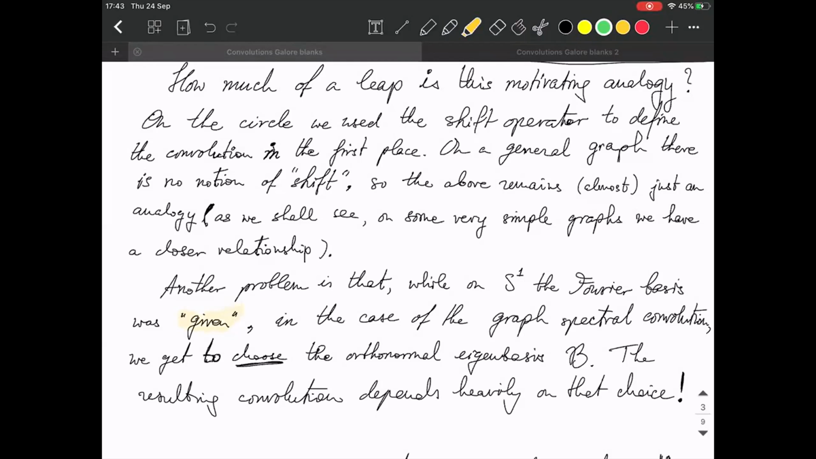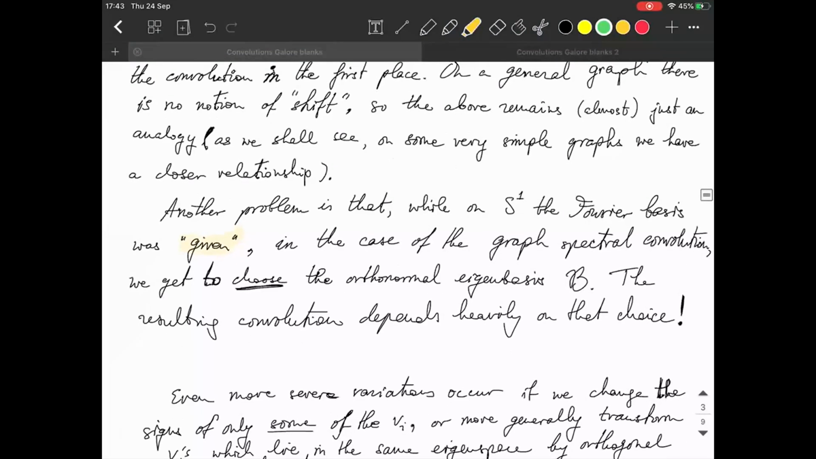But in the graph case, we really have to choose the basis B by which to diagonalize the Laplace operator, and this choice is really essential to what result we get. So one fairly easy check you can make is that if you choose the basis minus B, we just multiply all of them by -1, and then the resulting convolution will also multiply by -1.